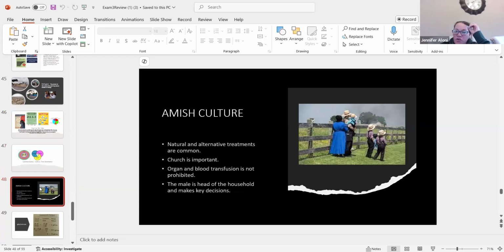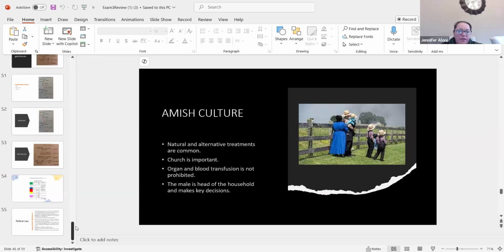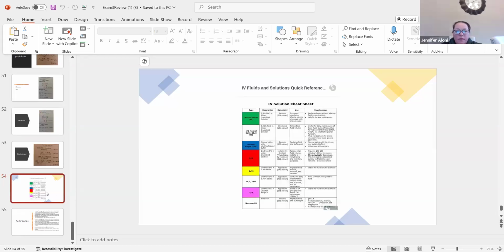We have our Amish culture, which could be a question. So just know that natural and alternate treatments are common. Church is very important. Organ and blood transfusion is not prohibited. And the male of the household is our head. Okay, any other questions? The rest is some math review, but I'm not going to do that.